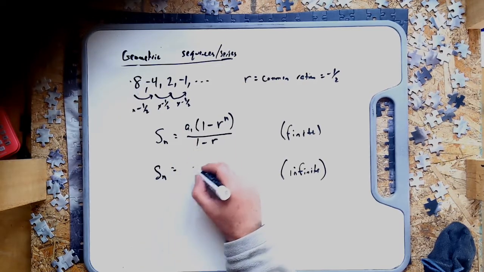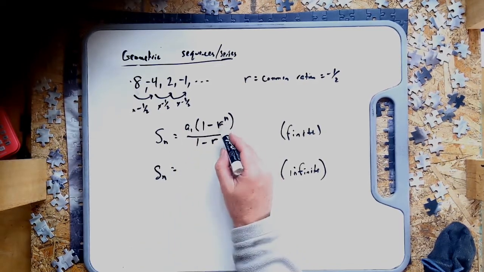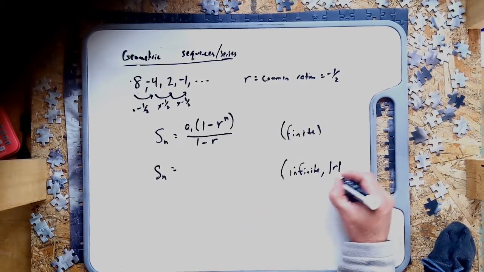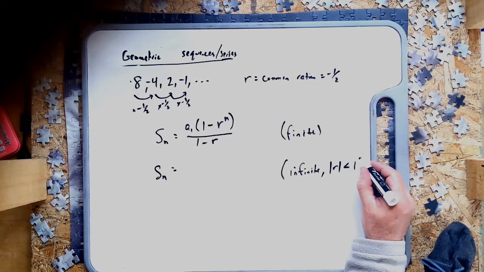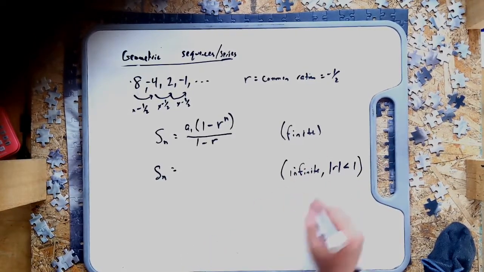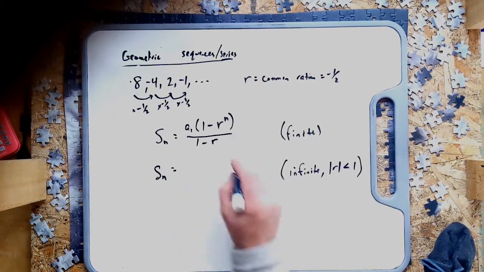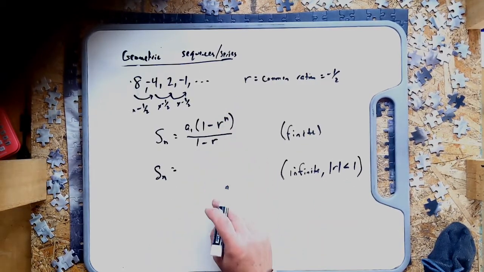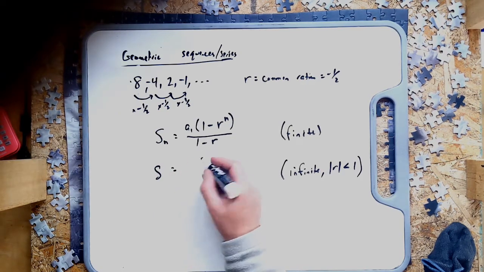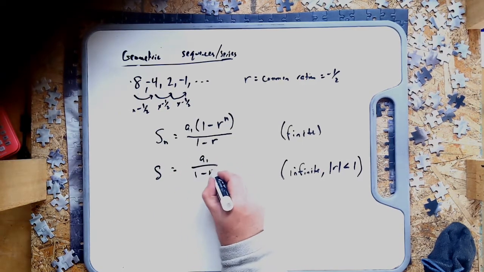And for infinite, this part just goes away, because r to the n, oh, by the way, if it's infinite, the absolute value of r has to be less than 1. Finite, it could be either one. It could be anything. Okay, so if the absolute value of r is less than 1, this part goes away as you go to infinity, and it's not really n anymore because it's infinite. It's just a1 over 1 minus r.